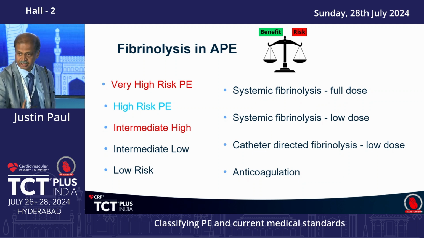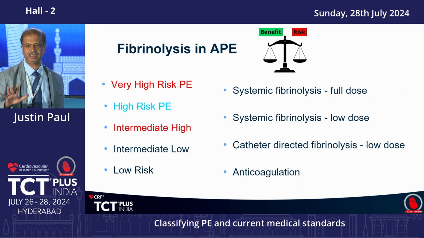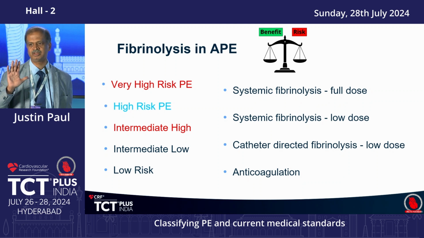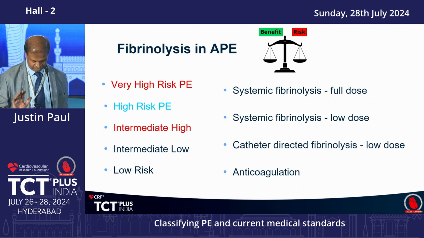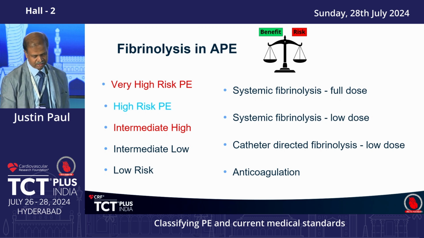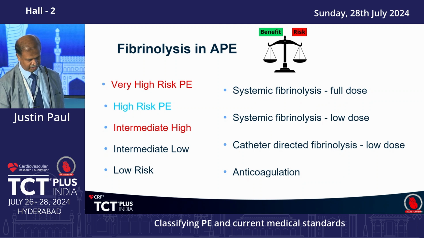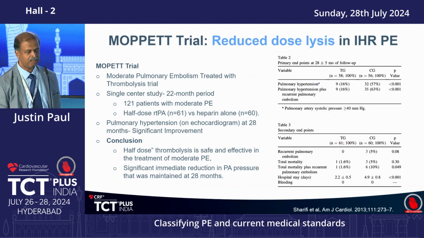So here in the very high risk PE, I am not sure systemic fibrinolysis really works. Well, high risk PE, it works. In the intermediate high risk, what really happens is there is a benefit, but the benefit is offset by the harms of the procedure, the bleeding complications, intracranial and extracranial bleed. They are very low. Catheter-directed fibrinolysis and systemic low-dose fibrinolysis, anticoagulation are other options.